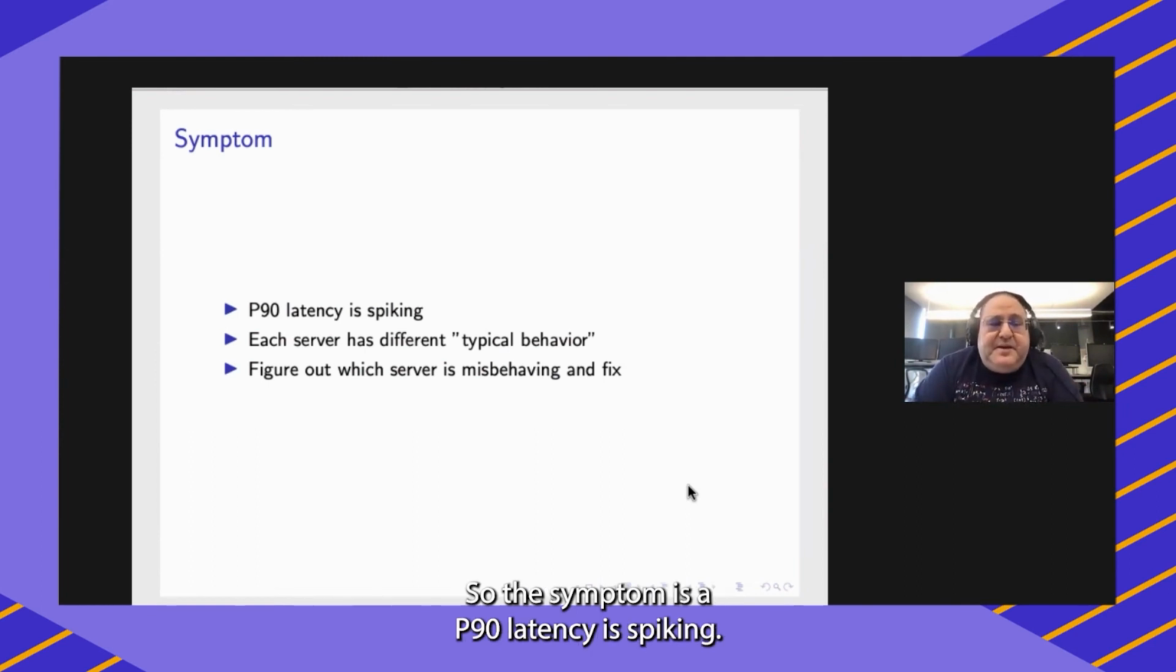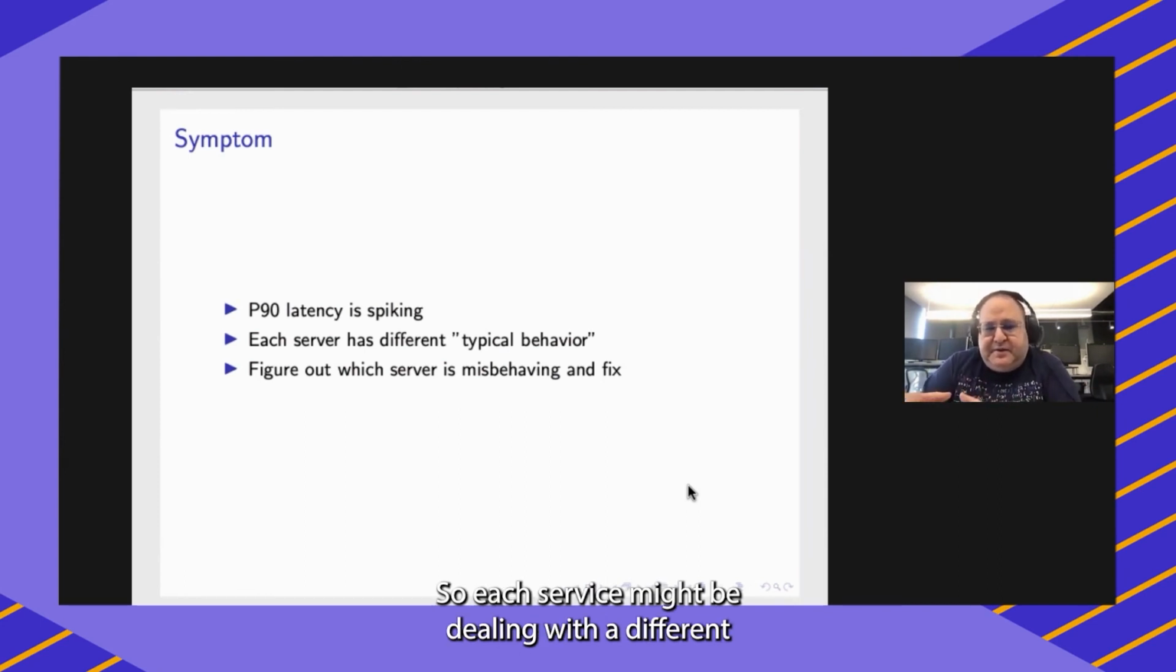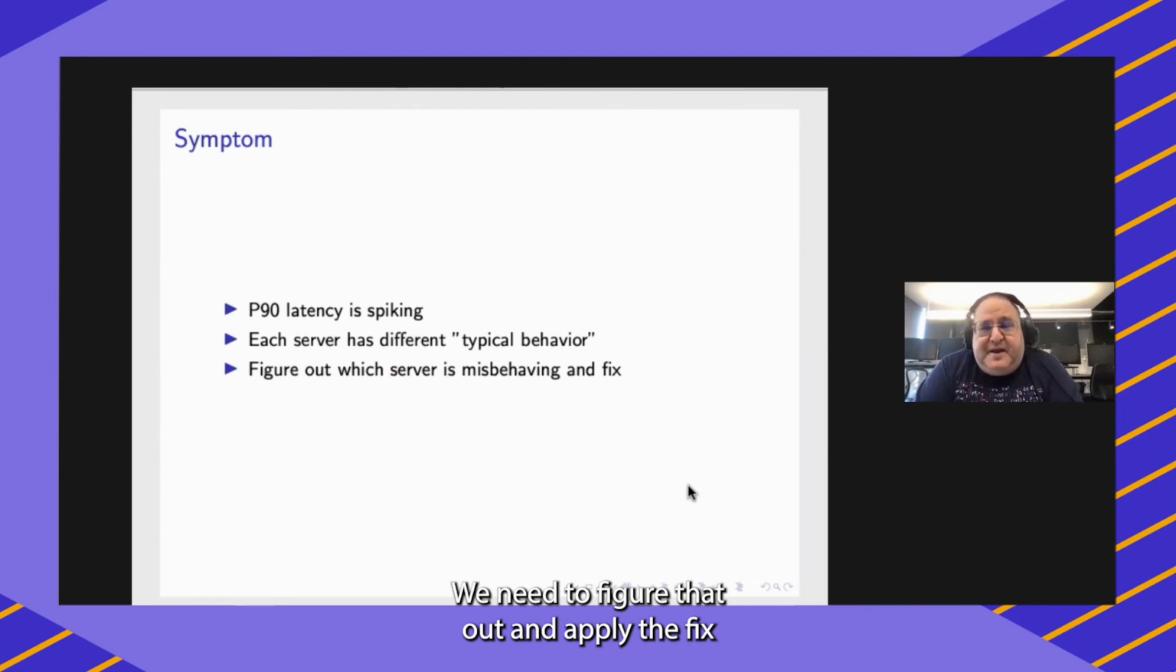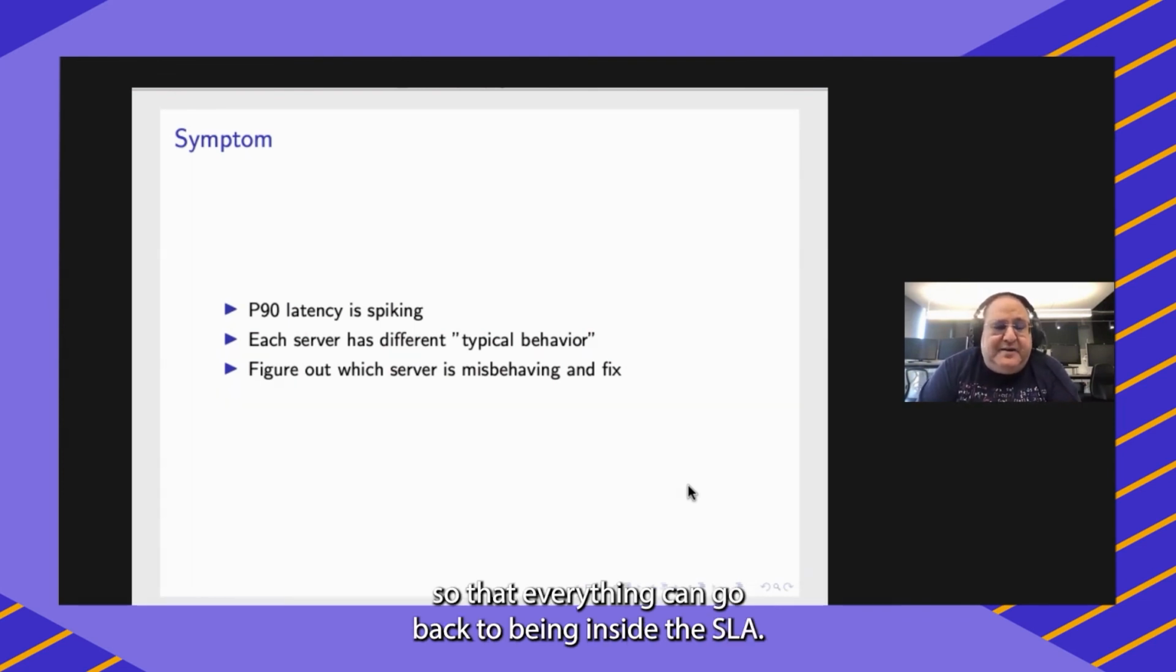So the symptom is the P90 latency is spiking. I'm sure many of us have been in this situation. Different servers are not homogeneous in this cluster. Each service might be dealing with a different shard that has a very different typical behavior. So figuring out which server is actually misbehaving and spiking our P90 latency is not that trivial. We need to figure it out and apply the fix so that everything can go back to being inside the SLA.